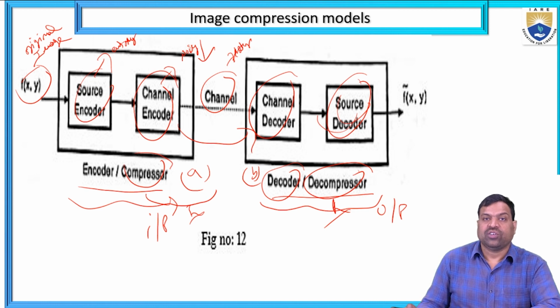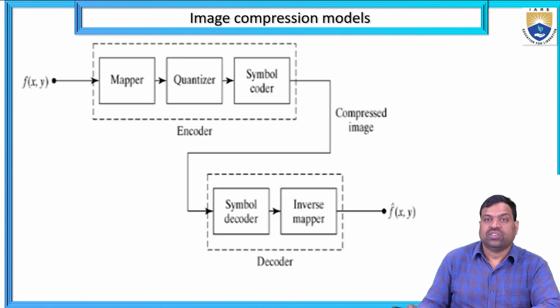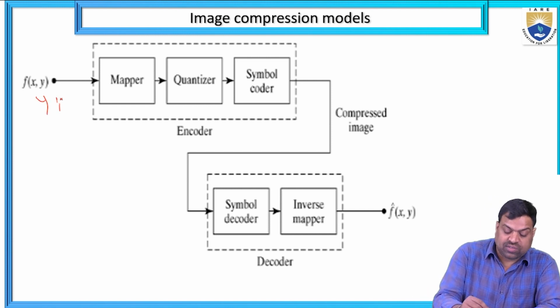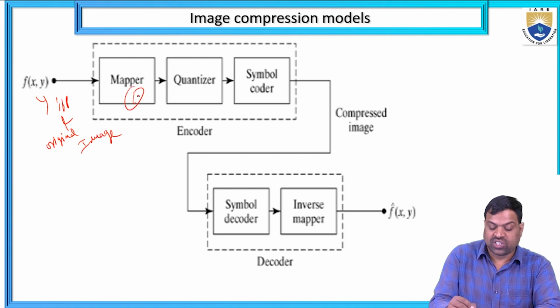Input is what I call f of x comma y, and the compressed image is f dash of x comma y. At the input stage or encoder side, the output is a compressor. At the receiver side, it is a decompressor. And another block diagram of the image compression model: f of x comma y is the input, the original image. Here the first stages are a mapper, quantizer and symbol encoder. It is completely encoding, and at the end the image is compressed.